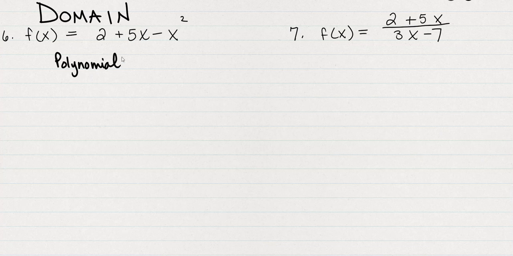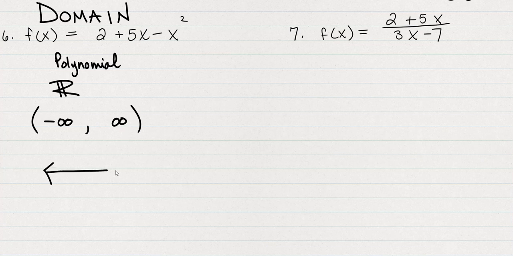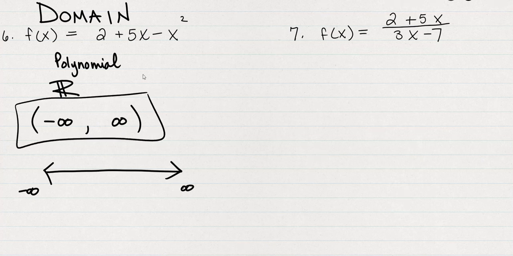There are no issues with the domain. It's all real numbers. And in interval notation, we say all real numbers by looking at the number line and saying anything on the number line goes. Anything from negative infinity up to infinity. So I'd write it parenthesis, negative infinity, comma, infinity, parenthesis.